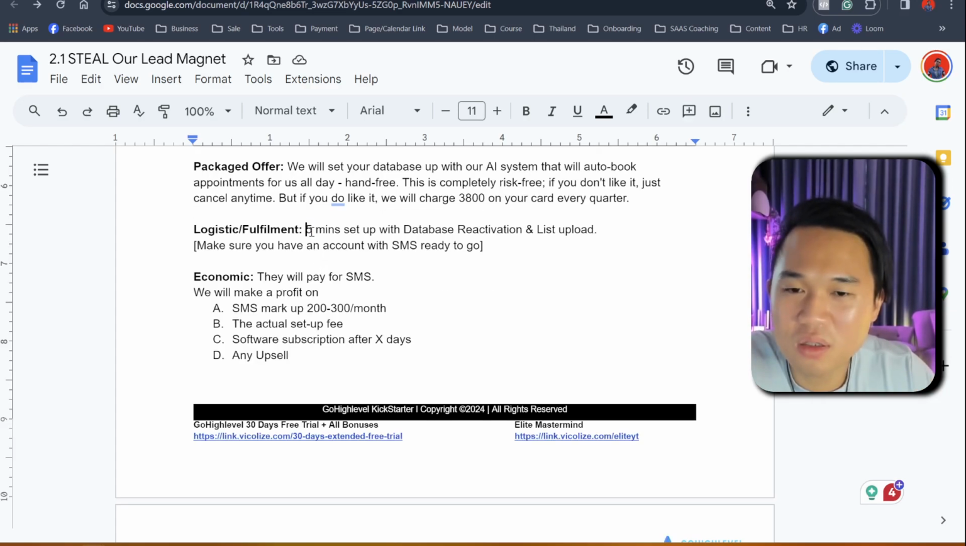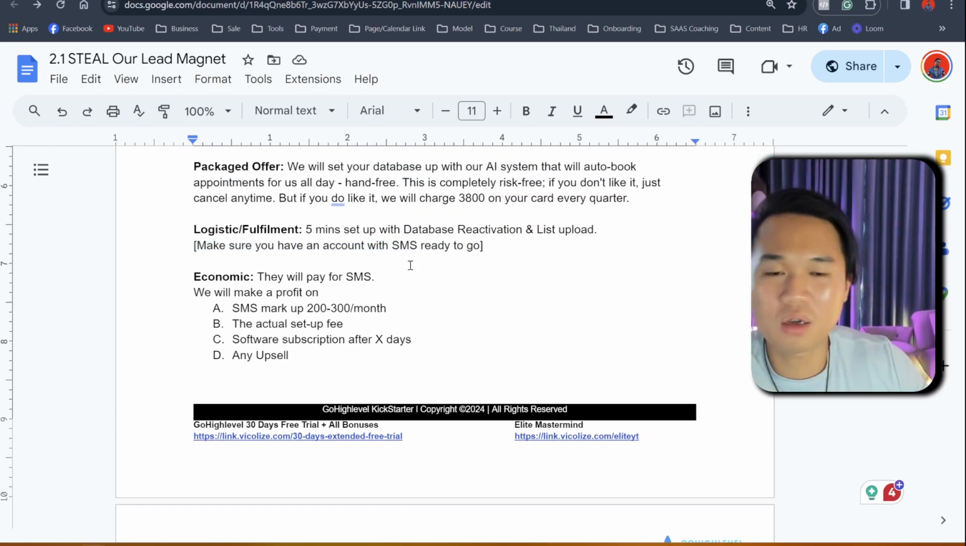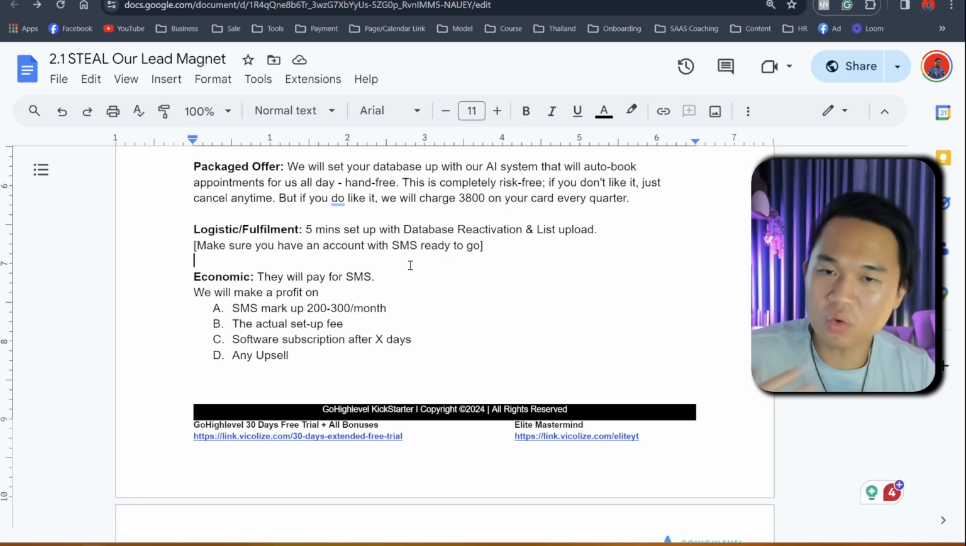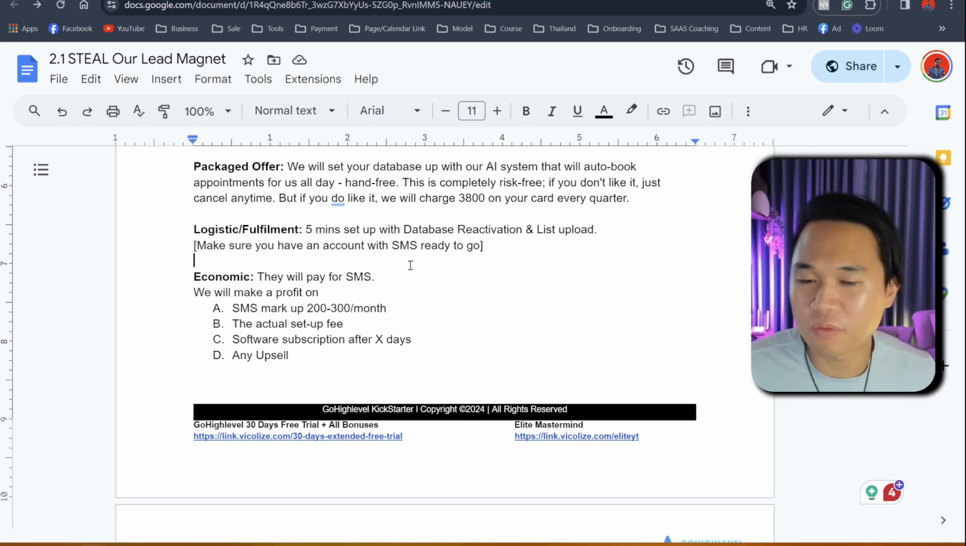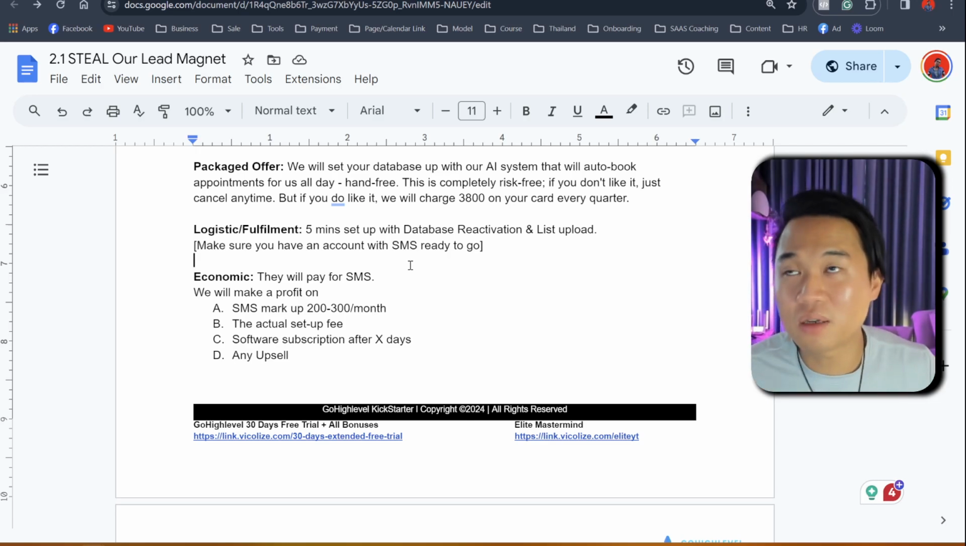The logistics is actually a lot easier because we don't have to launch Facebook ads. It's only a 5-minute setup in database reactivation plus list upload, right? You've got to make sure that you have an account with SMS ready to go. Just guiding here, we'll go through all of that in detail in the fulfillment pathway, right? And how to fulfill your client, all that stuff. But normally we buy the number using our name, or we actually use our number and really just charge them on it.